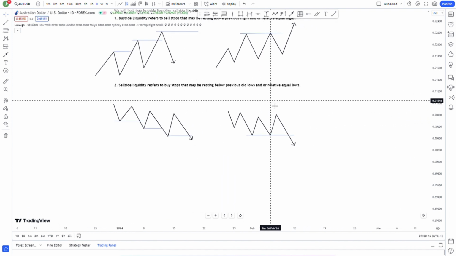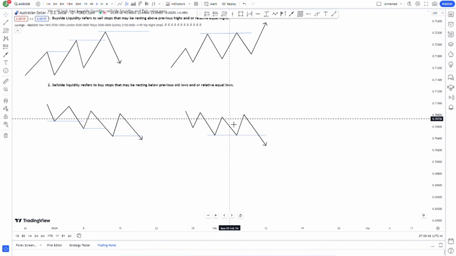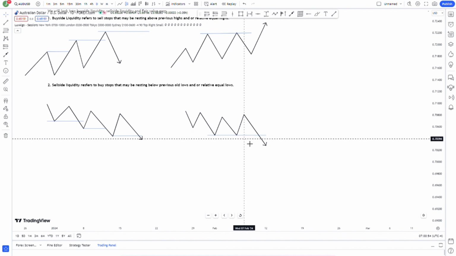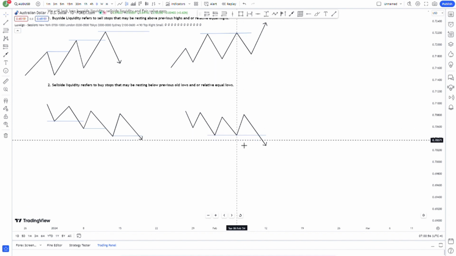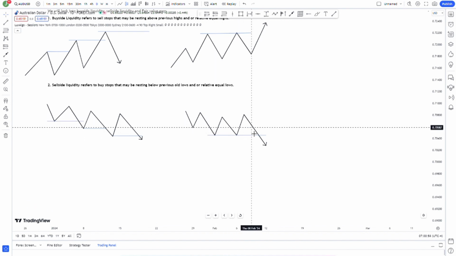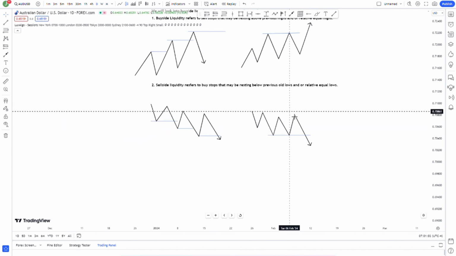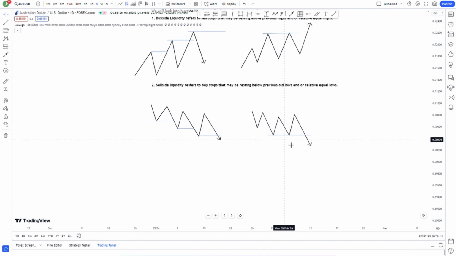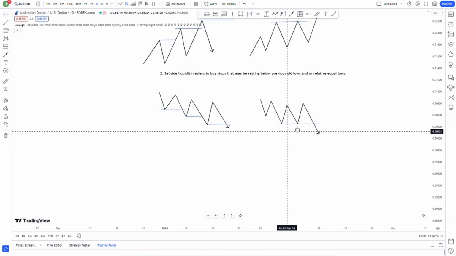When it comes to relative equal lows, the market would create lows that will be more or less on the same level, where the retail traders will be thinking that the market has created a strong support where they think the market would come and reach for possibly a third time and then buy from there, but the market will simply run through the equal lows and run through the buy stops that are resting below.